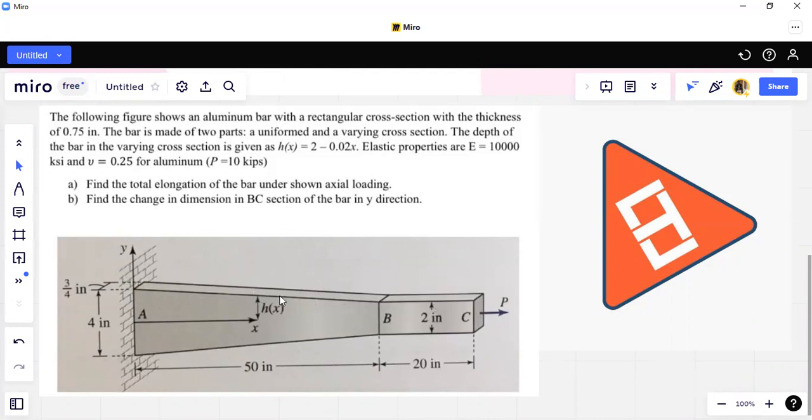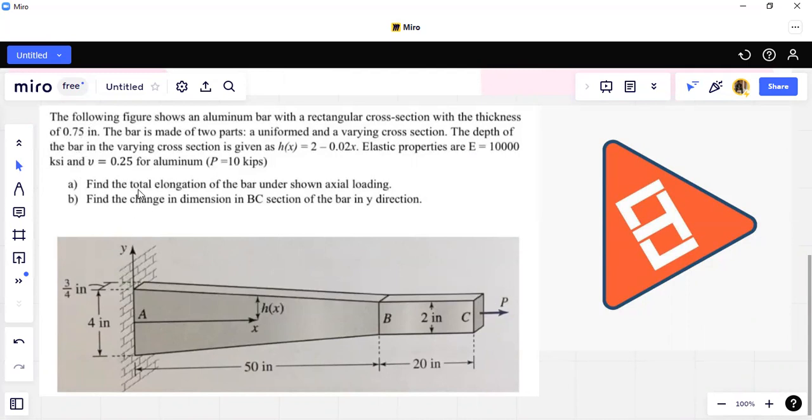We have this hx also, which is 2 minus 0.2x. The elastic property of this bar, that is of aluminum, given to us is the elastic modulus, that is 10,000 ksi, and Poisson's ratio, that is 0.25. This load P is also given to us, that is 10 kips. The thickness of this cross section is uniform throughout the length of the beam, that is 3 by 4 of an inch, or we can say 0.75 inch.